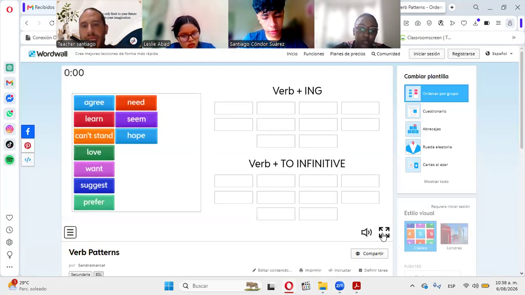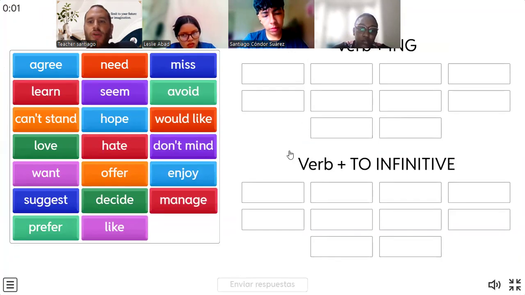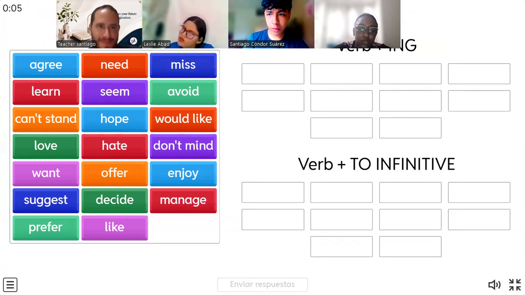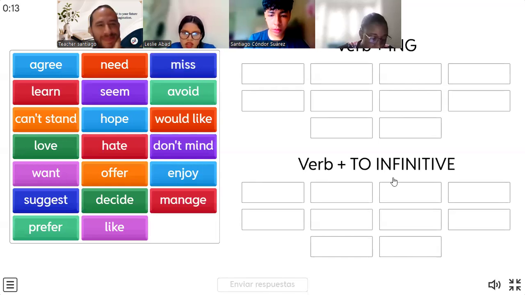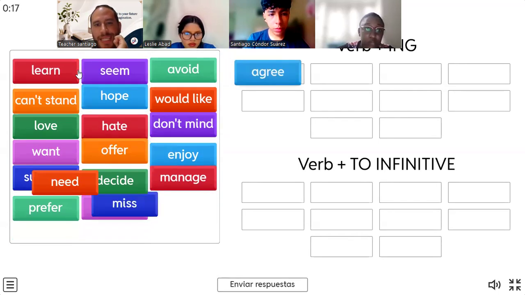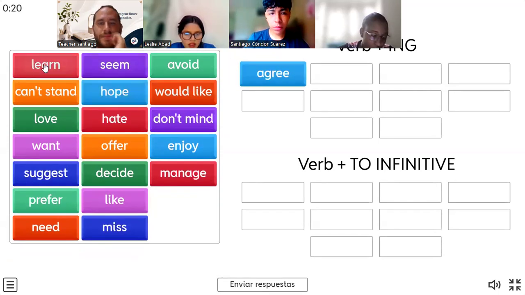So here we have to decide if it's use -ing or infinitive, okay? So Leslie, agree. Agree: -ing or infinitive? -ing. Let's see. Santi, learn.